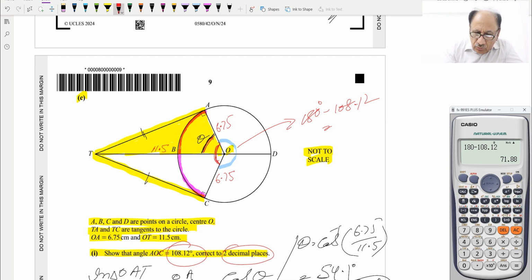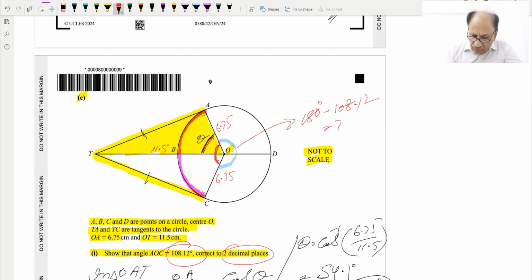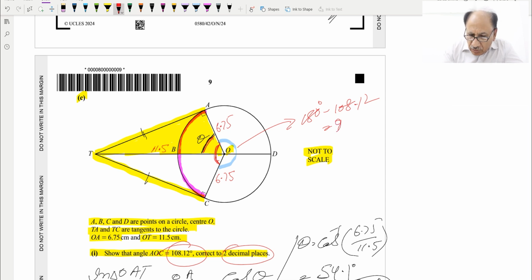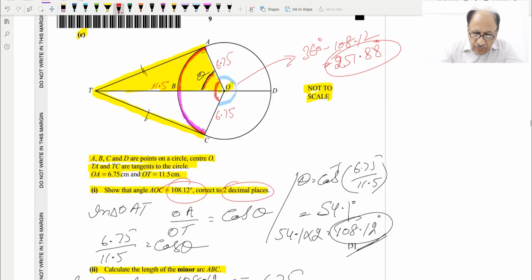71.88. So no, basically we have to subtract from 360, not 180, because the circle angle is 360. So this will be equal to 251.88, and this should be 360 here. So this is the angle which we will be using for the calculation of the major arc.